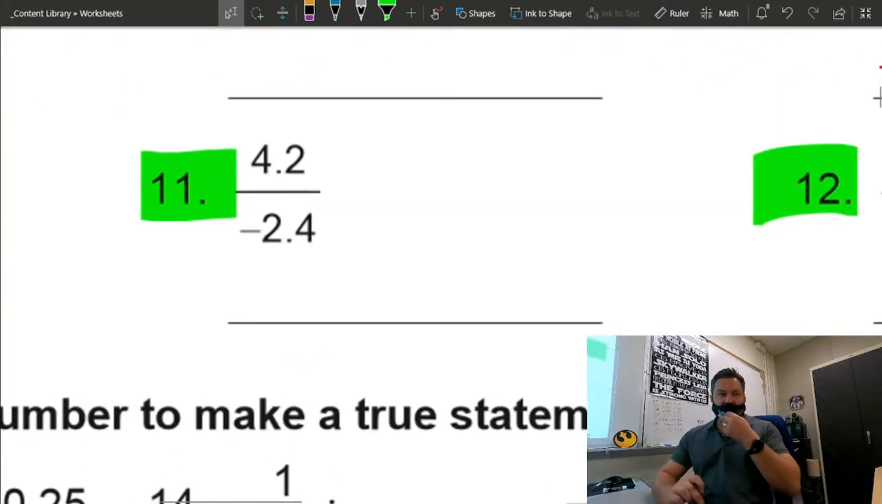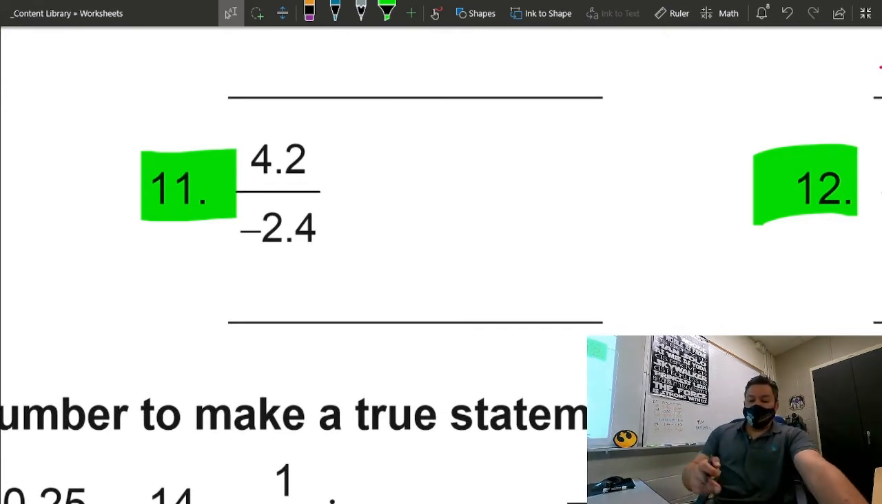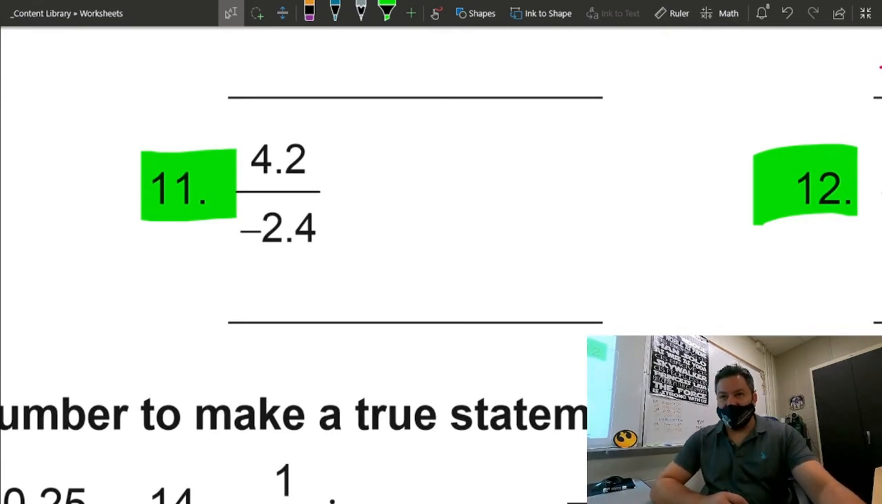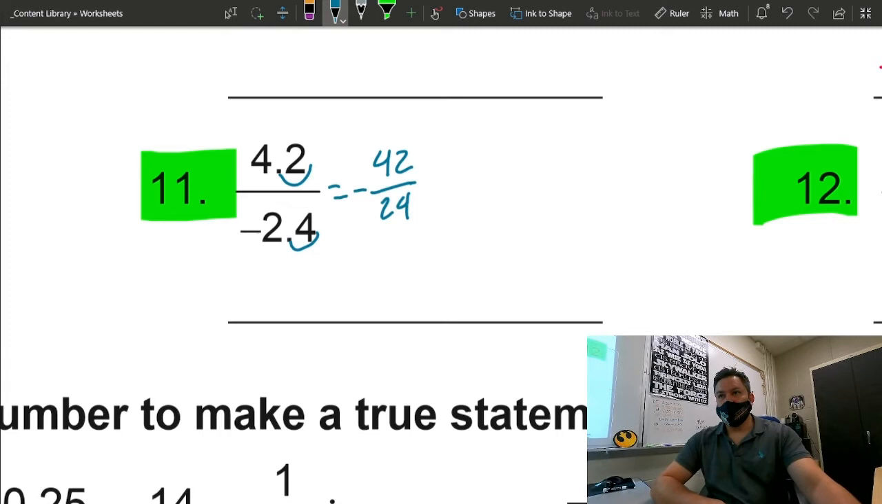Top and bottom. Divide. We're gonna divide. Now, when you have something like this, you can also move the decimal. How many decimal places do I have on the top? 1. And on the bottom? 1. If you move them to the right, this is gonna be 42 over 24. You can do that too. If you had 2 decimals, you'd move it twice. Three times. But you can simplify that to start with, right?